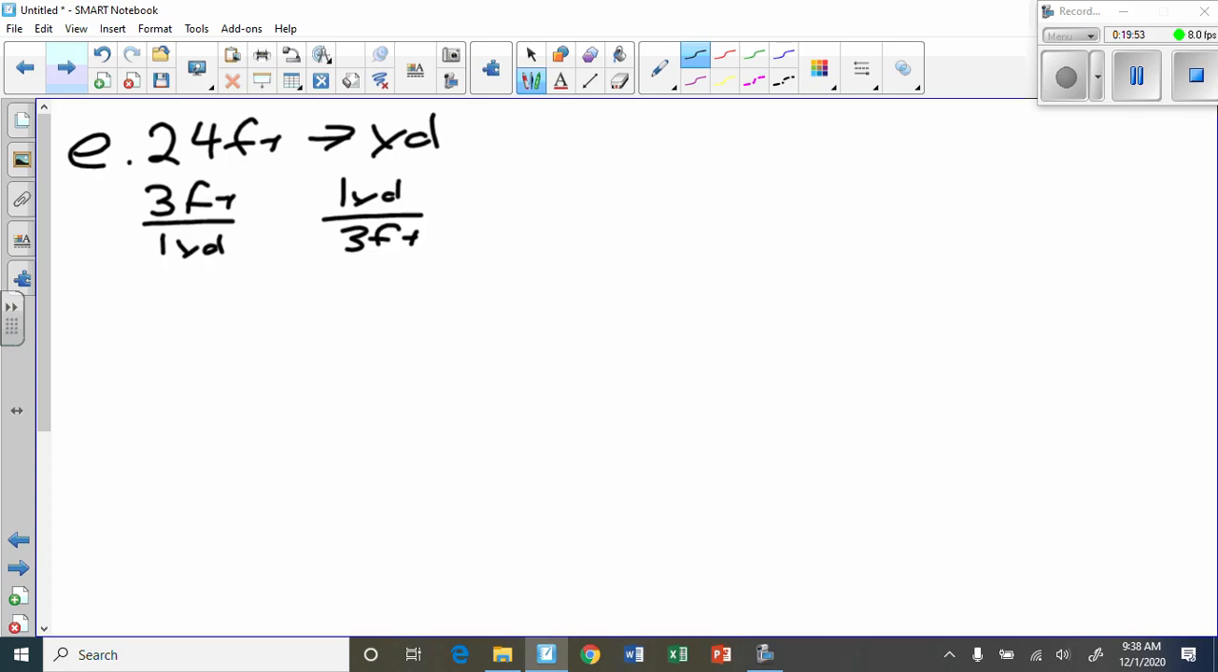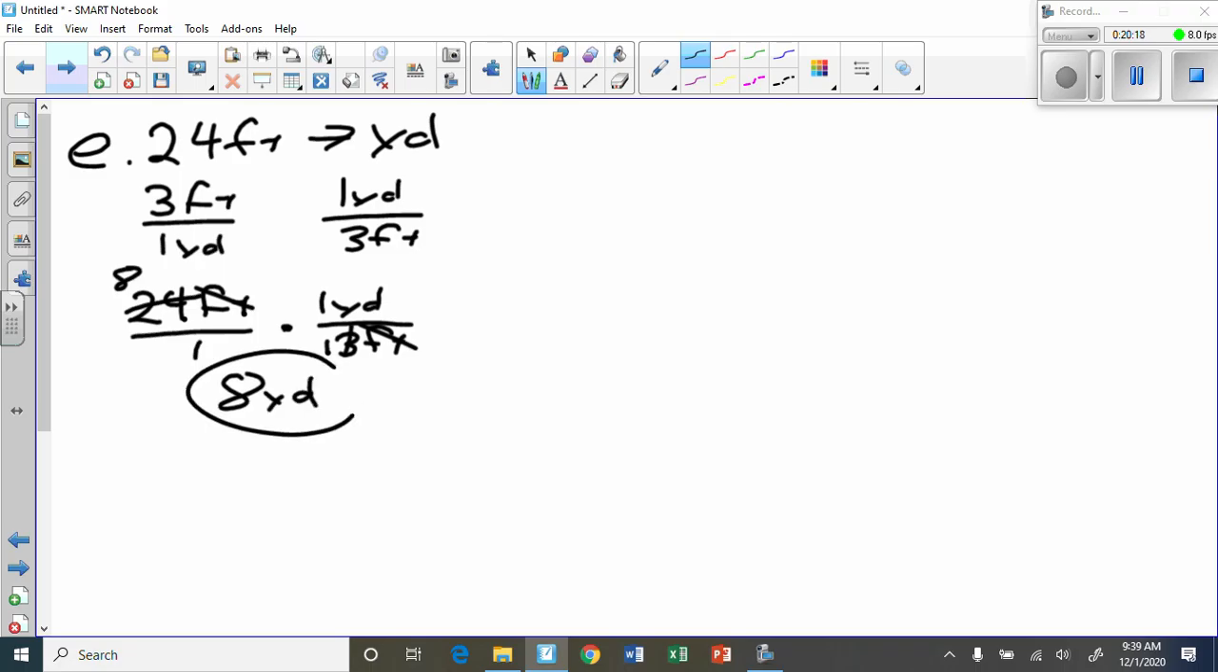Once I've identified my unit multipliers, 24 feet over 1 times 1 yard over 3 feet. Feet and feet cancel. Does 3 cancel with 8? Oh, I'm sorry. 3 does not cancel with 8, but 3 cancels with 24. It gives me 8. So my answer is 8 yards.